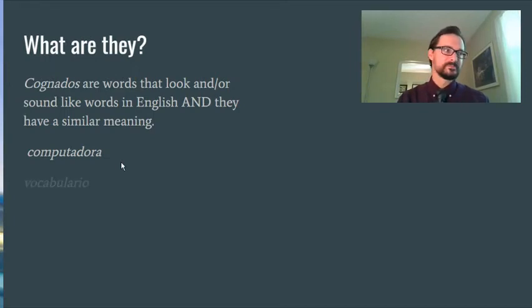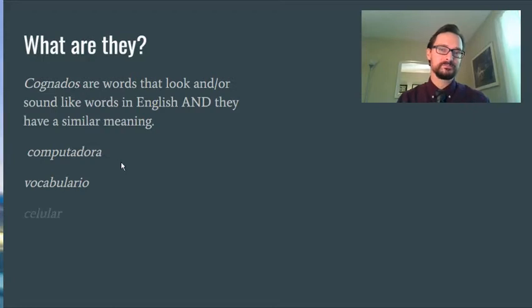So let's try this one. Vocabulario. The sound at the beginning may throw you off because the V's sound like B's, vocabulario. But obviously, vocabulario is vocabulary.